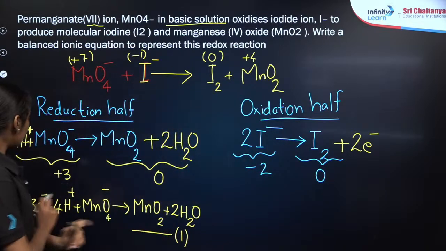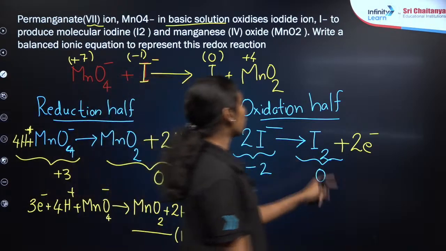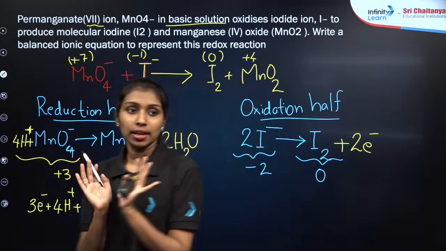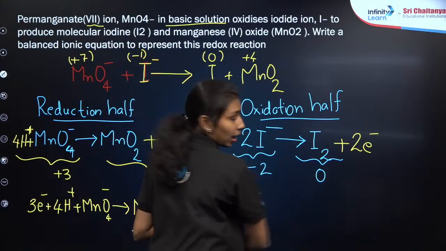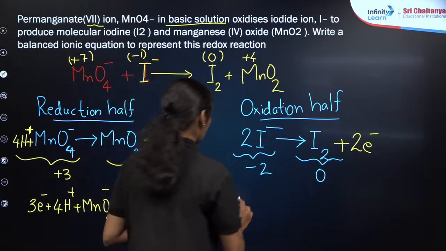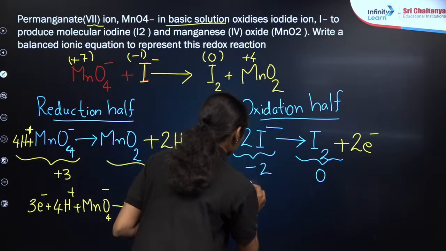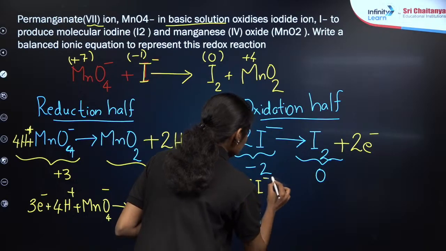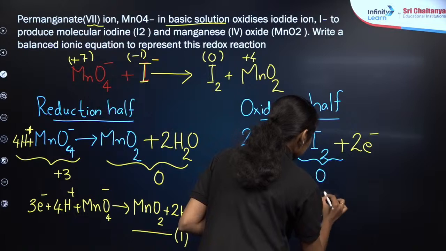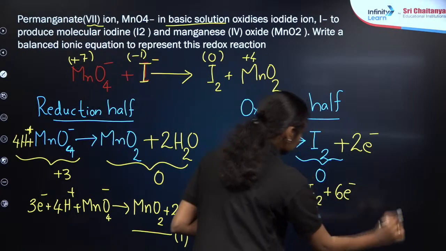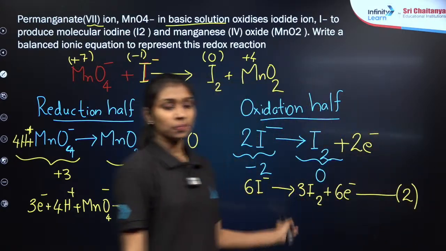Now, you can see here, in the case of the reduction half, it is 3 electrons. But in the case of the oxidation half, it is 2 electrons. So you have to make the number of electrons equal. I am multiplying this whole equation by 3. Is there any problem? So it will become 3 into 2, 6 I minus, right? 6 I minus gives 3 I2 plus 6 electrons. Clear?